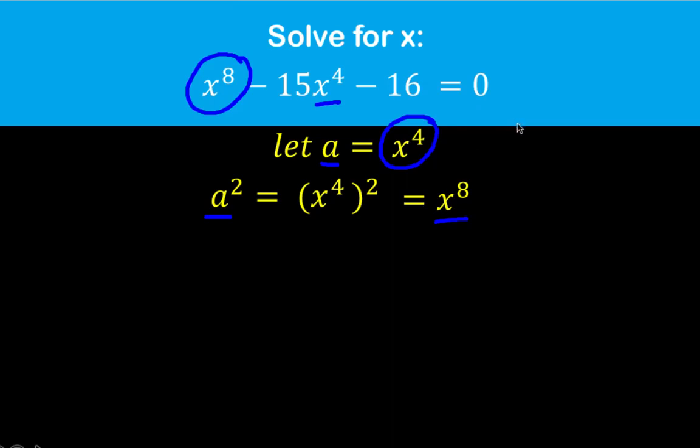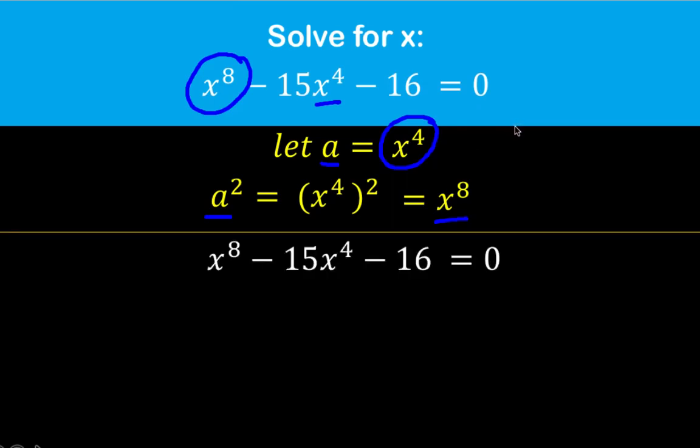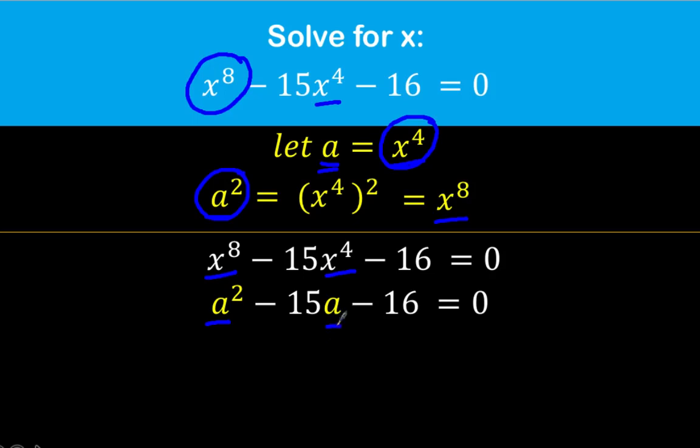And with these as our substitutions, from the original given equation, we can now replace this x to the 8th by the value of x to the 8th, which is a to the 2nd. So this x to the 8th is now a to the 2nd. Similarly, since in our substitution x to the 4th is equal to a, this x to the 4th is now replaced by a. All the rest are just copied.